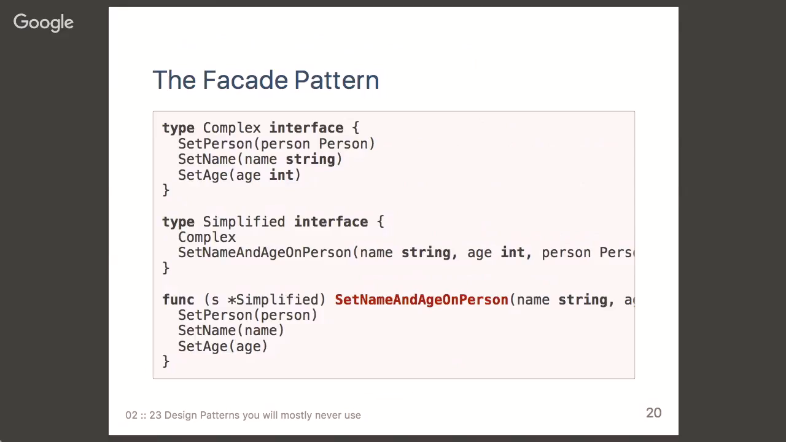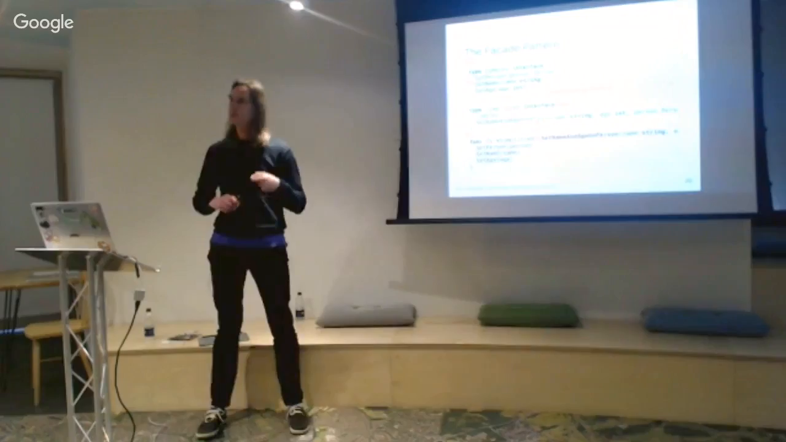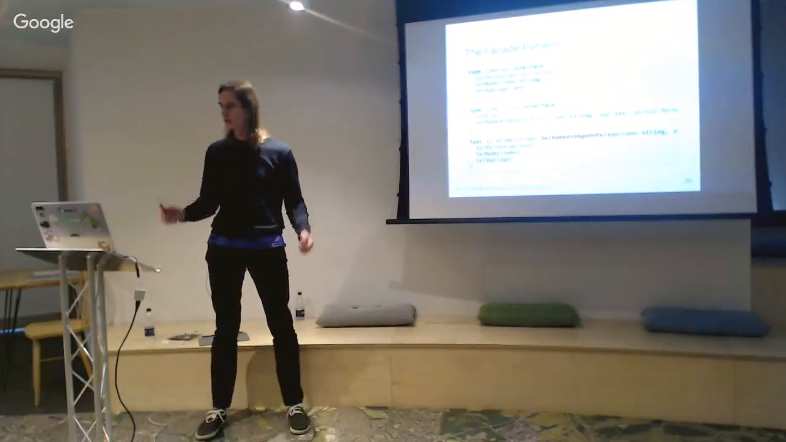So here, if we have a look at a complex interface which has set name, set person, set age. And if I want to set the name and age of a person, then I have to call 3 methods, which could be particularly verbose. So you can use a facade to define a new interface, which has set name and age on person, and kind of just wraps up those 3 operations for you. Again, it's about making your code simple and easy to read, more so than anything else.